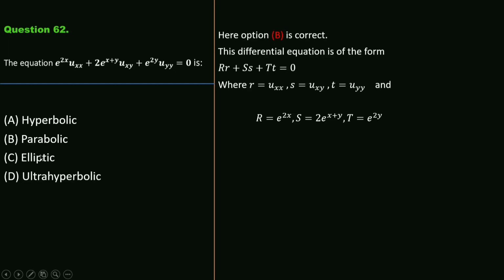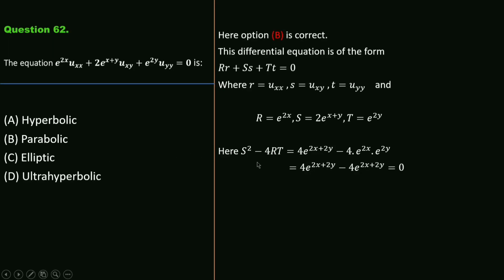That means here a formula is present. The formula is s square minus 4rt. We have to calculate this quantity and check whether it is greater than 0, equal to 0 or less than 0. We have to evaluate this quantity, and according to this inequality we get a parabolic, hyperbolic or elliptic type of equation. So let us solve.